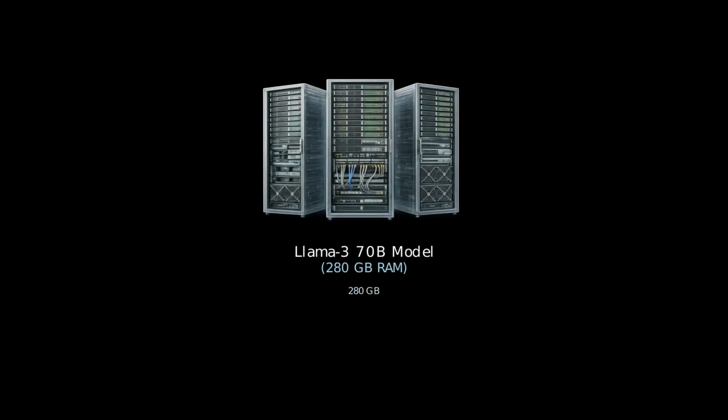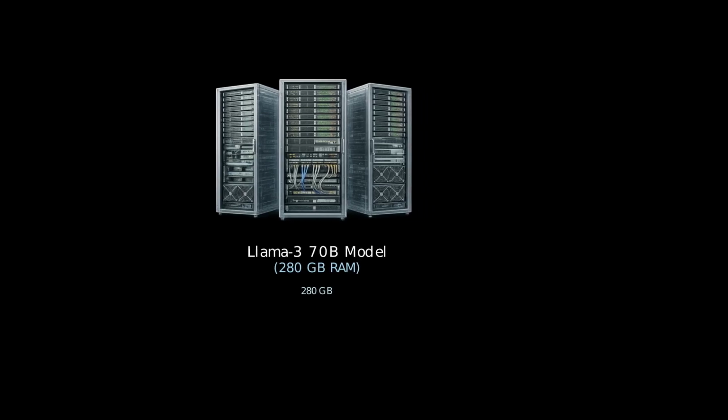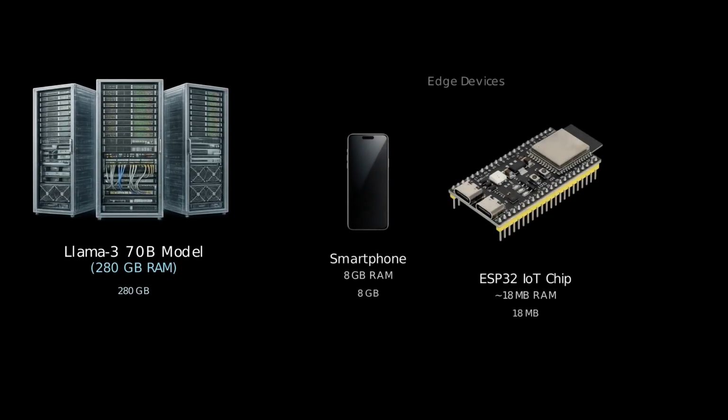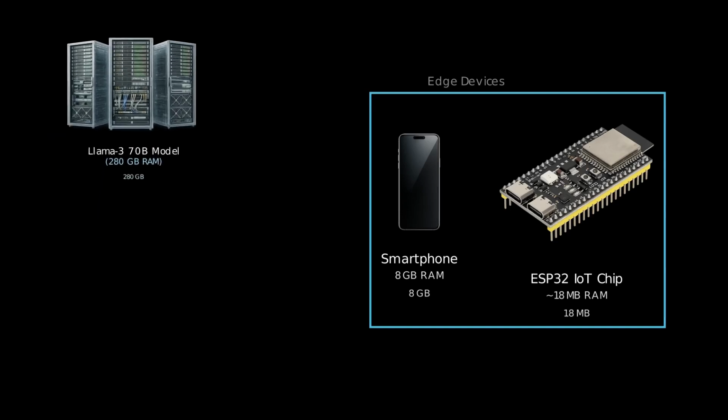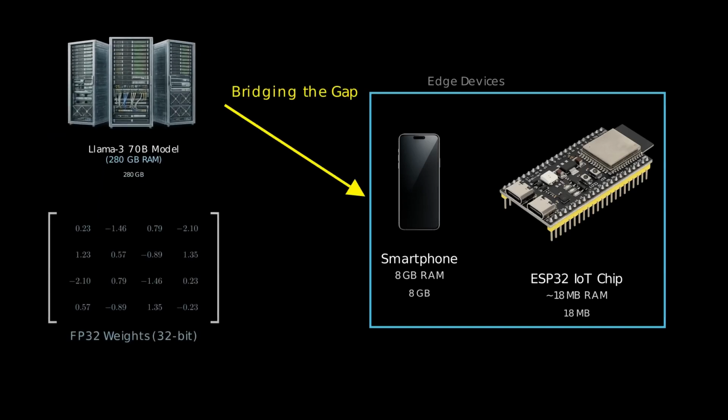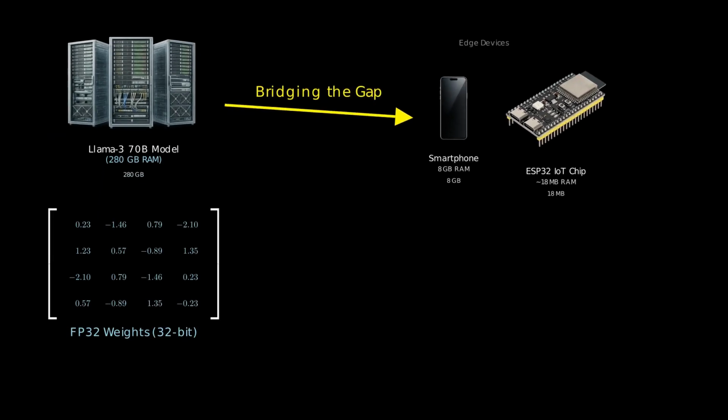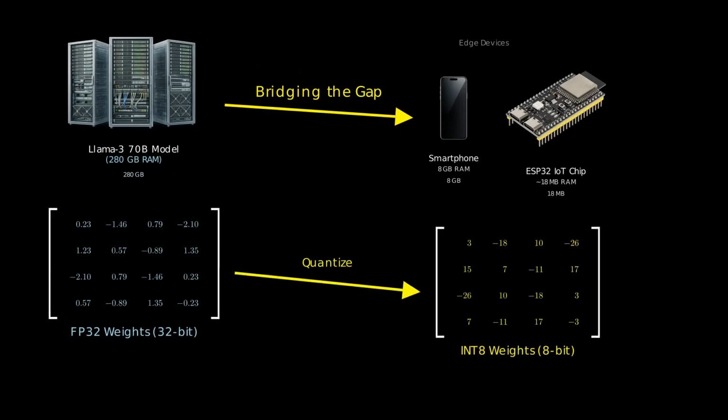Deploying a 70 billion parameter model traditionally requires 280 gigabytes of memory. Standard consumer hardware provides a fraction of that capacity. To bridge this infrastructure gap and execute large language models locally on edge devices, we utilize a critical optimization technique called model quantization.